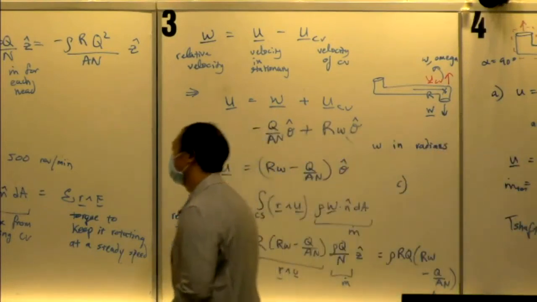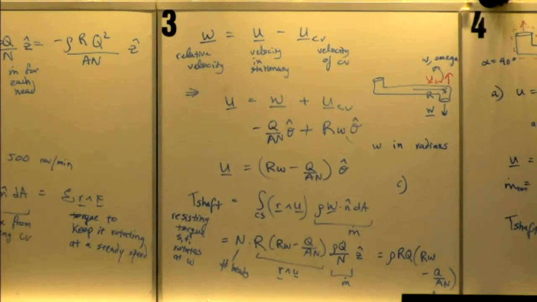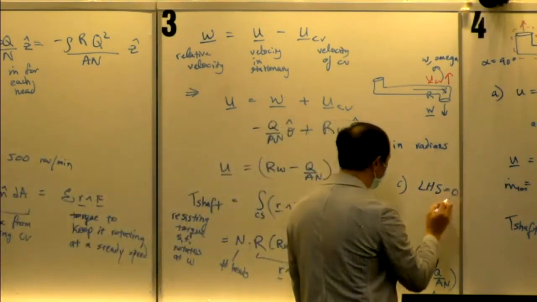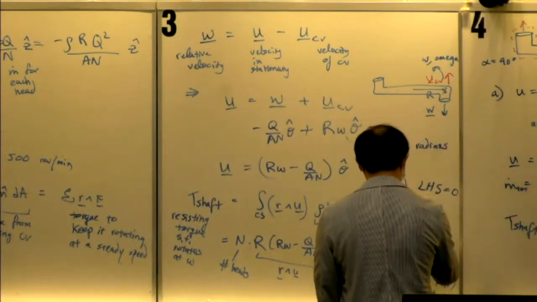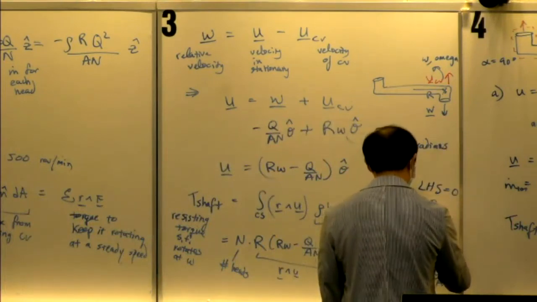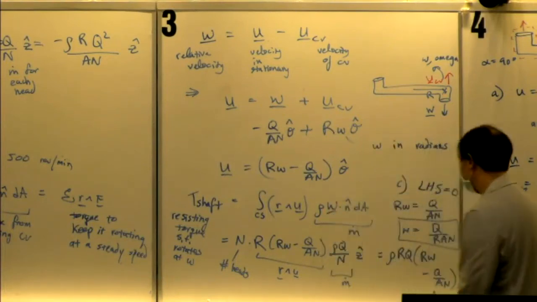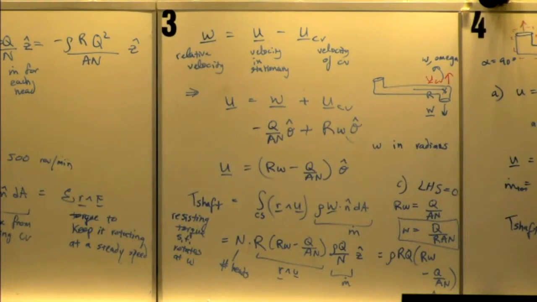So part C is, what is the angular velocity if there's no resisting torque, so basically if no one's applying any torque, that means the left-hand side is zero. So left-hand side equals zero, and that means r omega has to equal Q over A. Omega equals Q over rA n. So that's the frequency that it would rotate if you don't have any torque, any friction at all. That's the frequency it would naturally rotate.